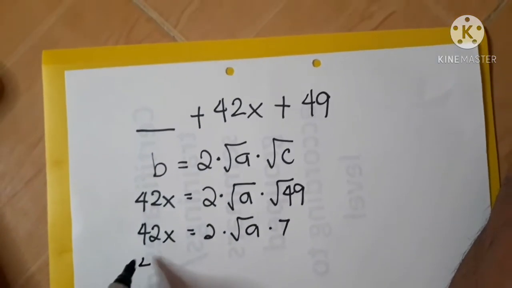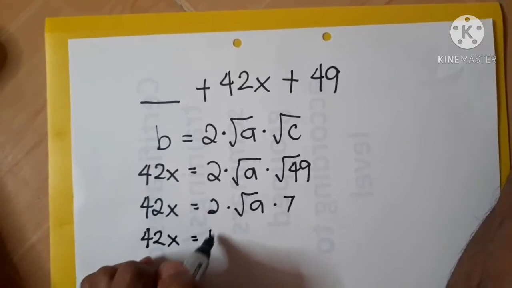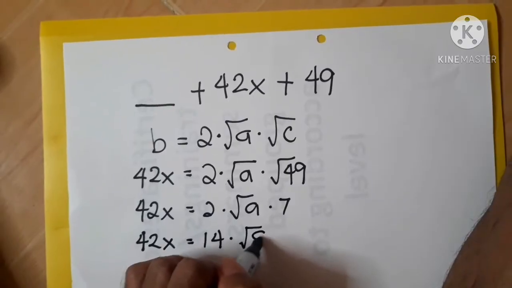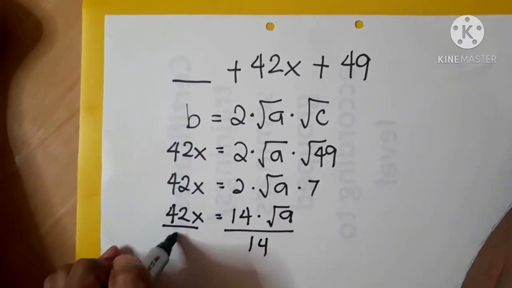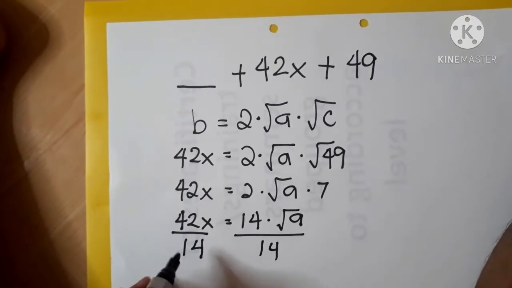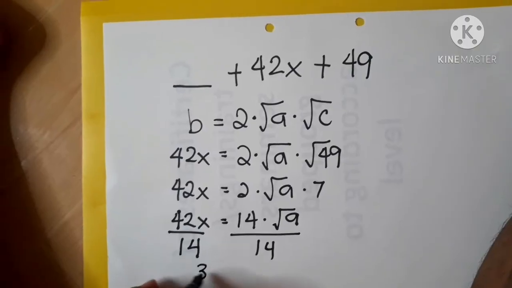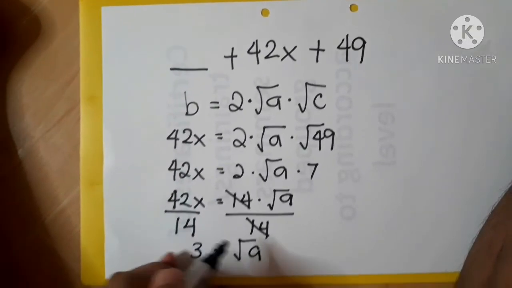So 42x equals 2 times the square root of A times 7. So we have 42x equals 14 times the square root of A. Dividing both sides by 14, we have 3x, so this is canceled out. We have the square root of A.